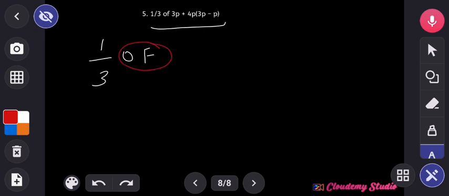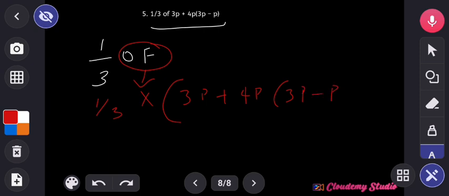And next question is, they said 1 over 3 of 3p plus 4p and all like that. Now, that is 1 over 3 of. What you have to understand is that you see this of that is here, we change to multiplication. So I can write it as 1 over 3 multiplied by everything that is here, everything, 3p plus 4p into bracket 3p minus p. 3p plus 4p will give us 7p, right? Therefore, we have 1 over 3 multiplied by everything, that is 7p.